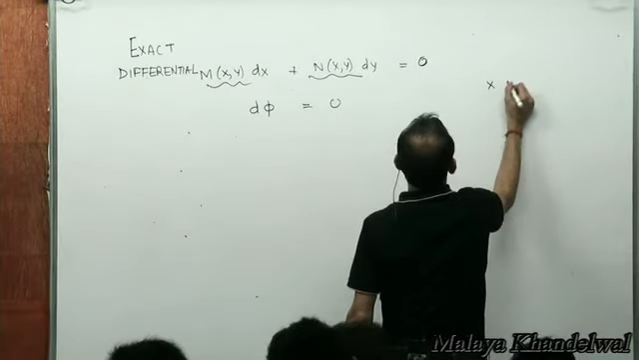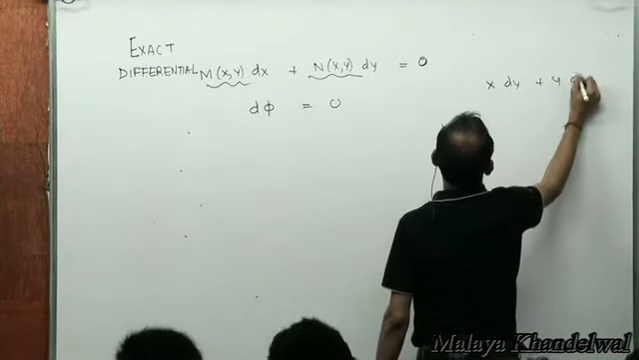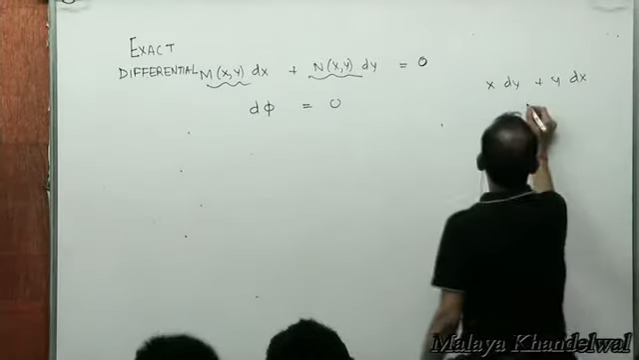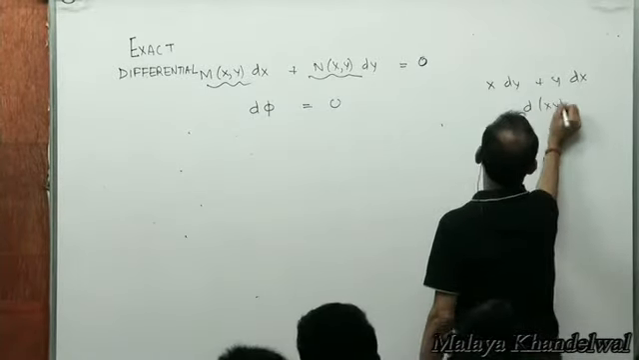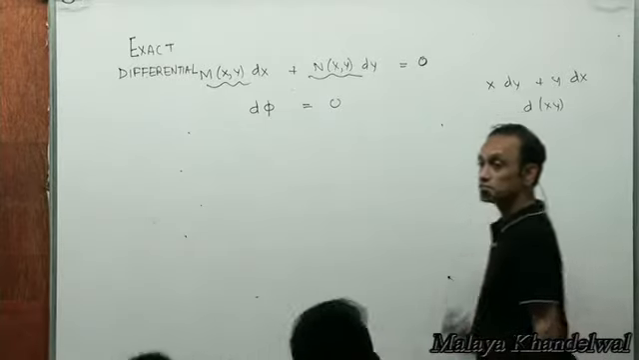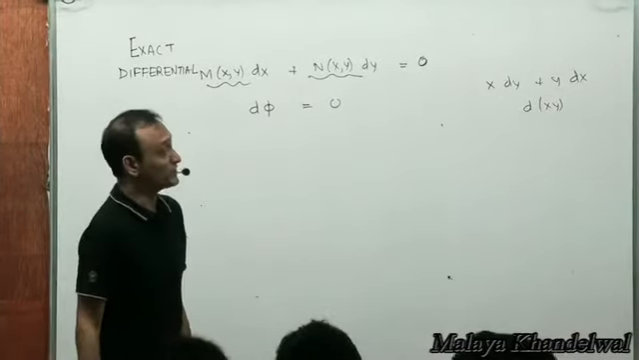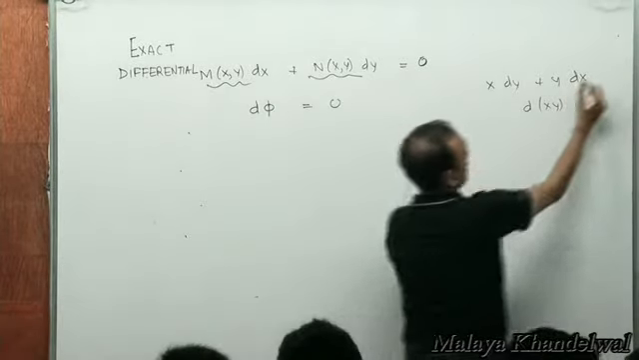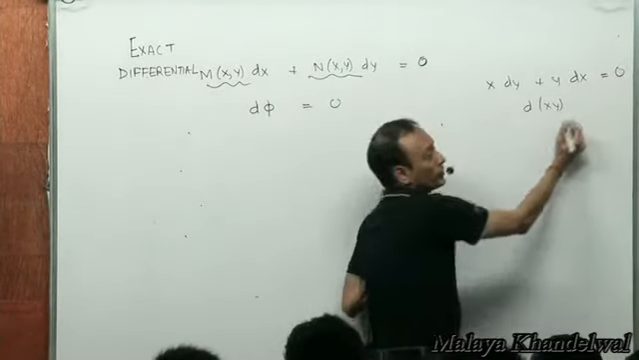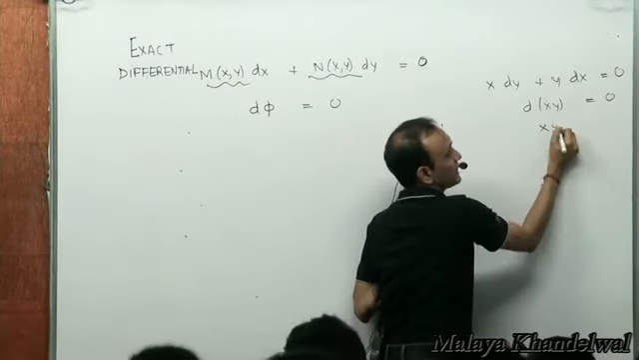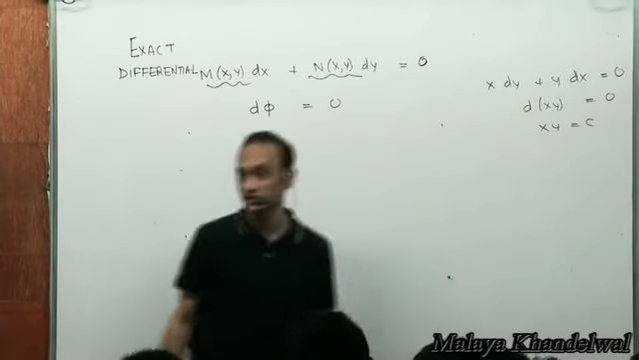Say x dy plus y dx. Do you realize this expression is d of xy? It's a perfect differential. Yes or no? So if someone says x dy plus y dx is 0, you would say d of xy is 0, so xy is constant. That's the solution to this differential equation.